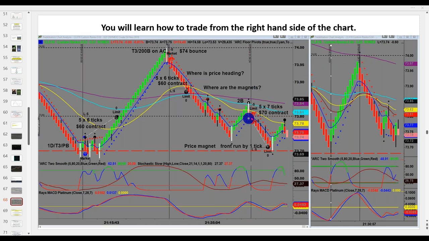Now, here is a 2B, by the way. That's a 2B pivot magnet trade. See how my pivot is down here. I'm trading with the trend, and here I have, there's a concept called front running. Front running is where you get out where everyone else is going to be getting out. You get out in front of them. Okay, so there I front ran that by one tick. So these are all mechanical rules-based trades.